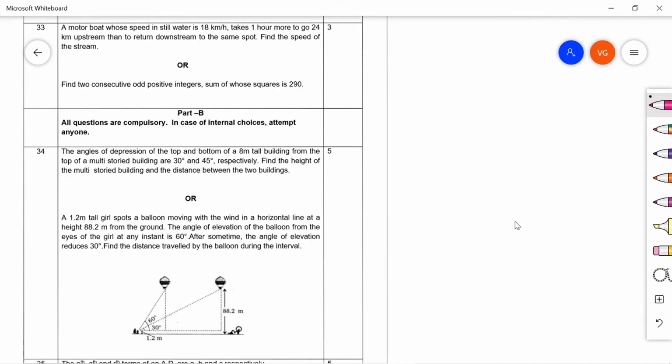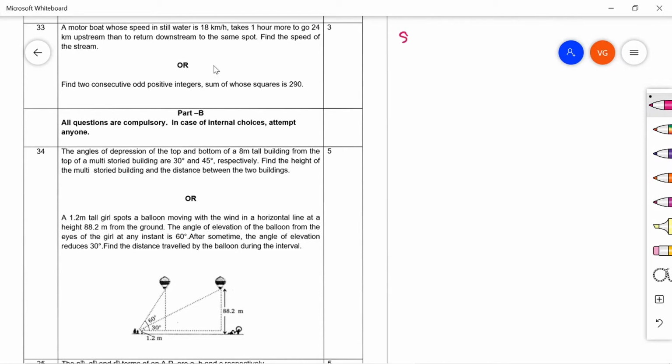Now, let us do question number 33. Again, it has internal choice. Let us see the question here. A motor boat whose speed in still water is 18 km per hour takes 1 hour more to go 24 km upstream than to return downstream to the same spot. Find the speed of the stream.